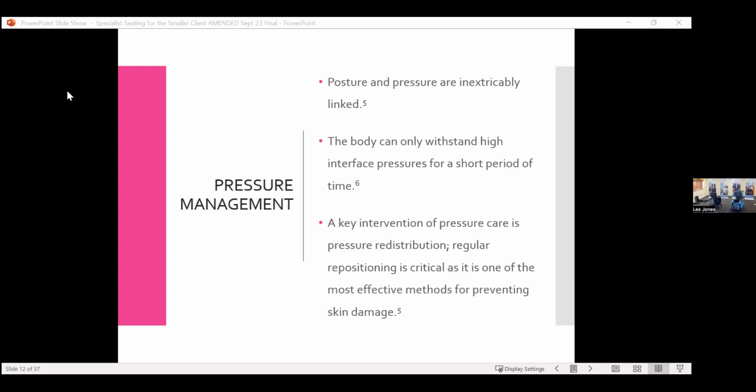So specialist seating systems aim to redistribute pressure by regular movement and by getting as much of the client in contact with the chair surface, or the support surface, as possible. Again, harking back here to the importance of the flexibility and the adjustability of the chair to get as much of that client supported as possible.